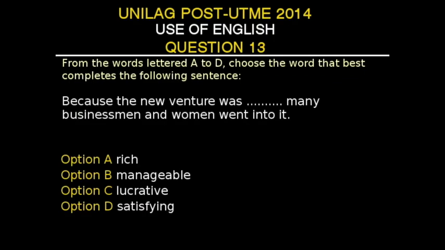UNILAG post UTME 2014, use of English, question 13. From the words lettered A to D, choose the word that best completes the following sentence. The sentence is, because the new venture was dash, many businessmen and women went into it. Option A, rich. Option B, manageable. Option C, lucrative. Option D, satisfying. Now, the correct answer to this question is option C, lucrative.